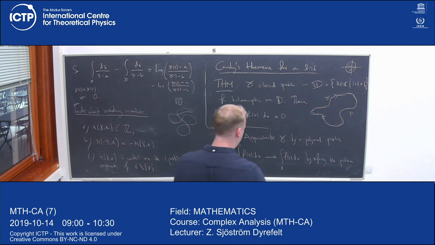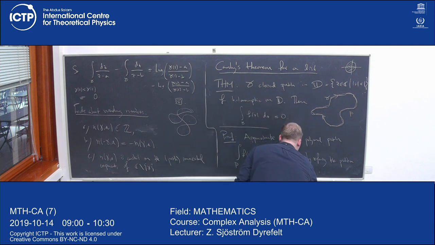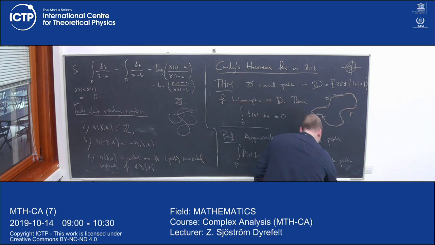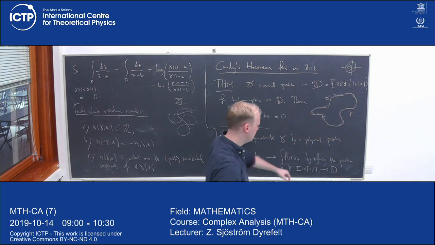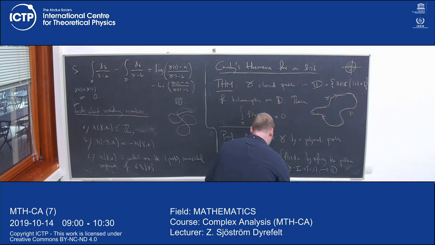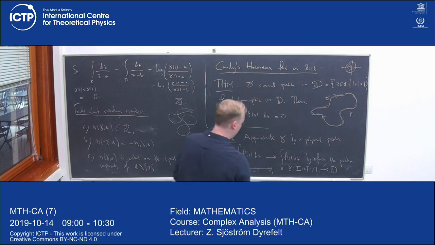So what I'm saying is that you have gamma that goes from some interval, which we can assume is 0, 1. So not all the intervals are the same. So 0, 1 into the disk, like this. When you subdivide 0, 1 into pieces, okay? So here's 0, here's 1, and then you take t1, t2, t3, t4, etc. into tn.